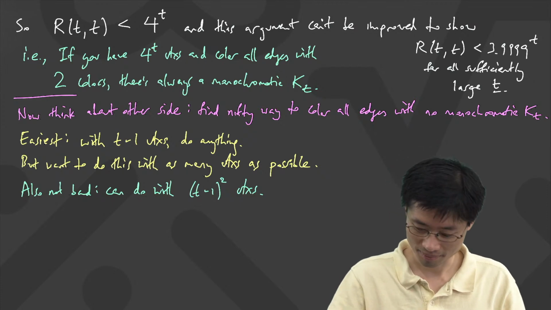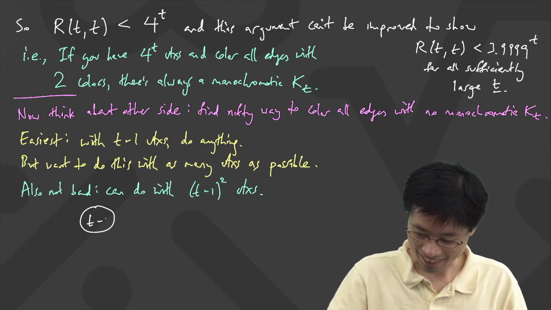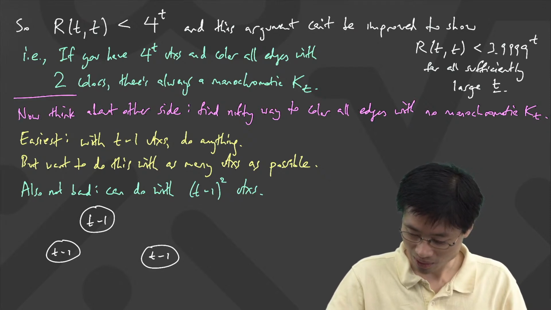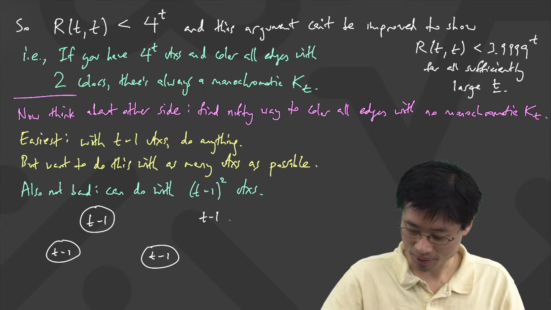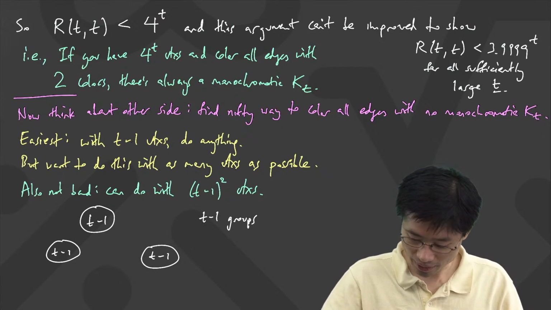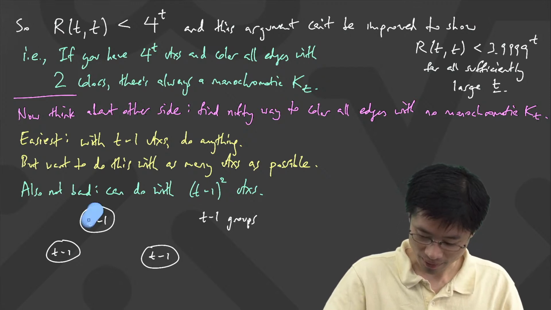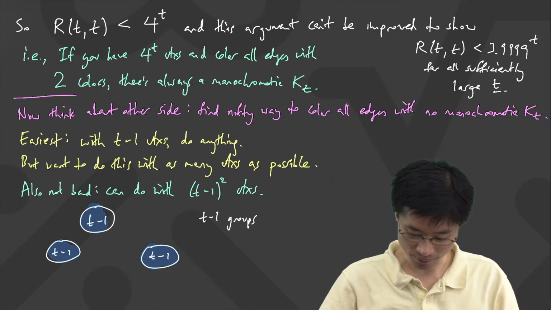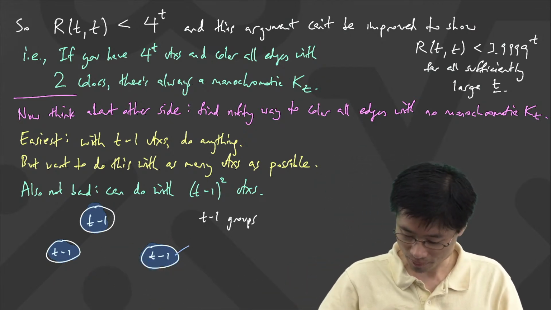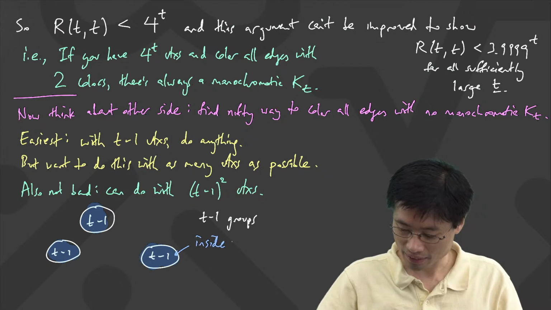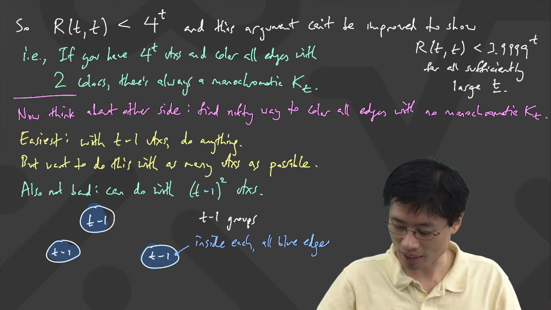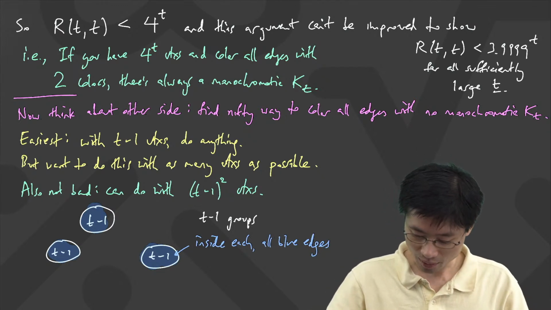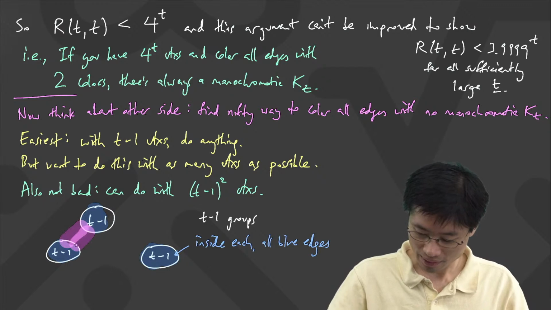You can split them into t minus 1 groups of t minus 1. Ah. Within the groups, you color in blue. Across the groups, you color in red. Okay, so we have t minus 1 groups, and within the groups, we color them blue. So I'm just going to do this blue shading inside, right? So each group inside is blue. Let's just draw an arrow. Inside each, all blue edges. Remember, we're coloring edges, not vertices. And then between them, it's like red stuff.